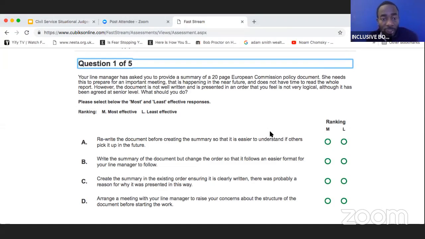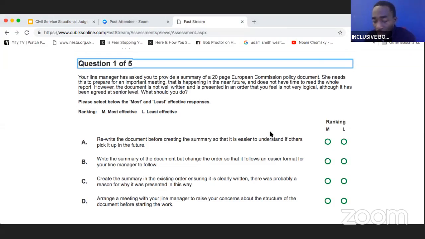There was probably a reason for why it was presented in this way. And D, arrange a meeting with your line manager to raise concerns about the structure of the document before starting the work. Again, reading through that, pretty much all of them bar one are effective steps that you can take.